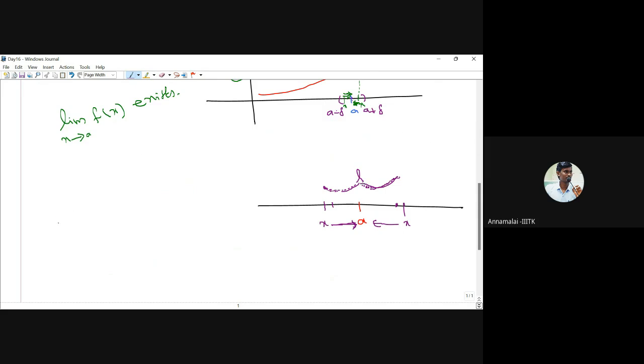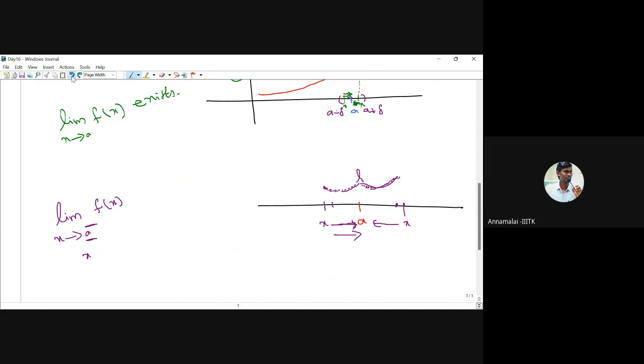Otherwise, simply saying limit x tends to A minus f of x. So that means what? This x approaches from the left hand side. This is the meaning of this notation. A minus means what? x is strictly less than A.